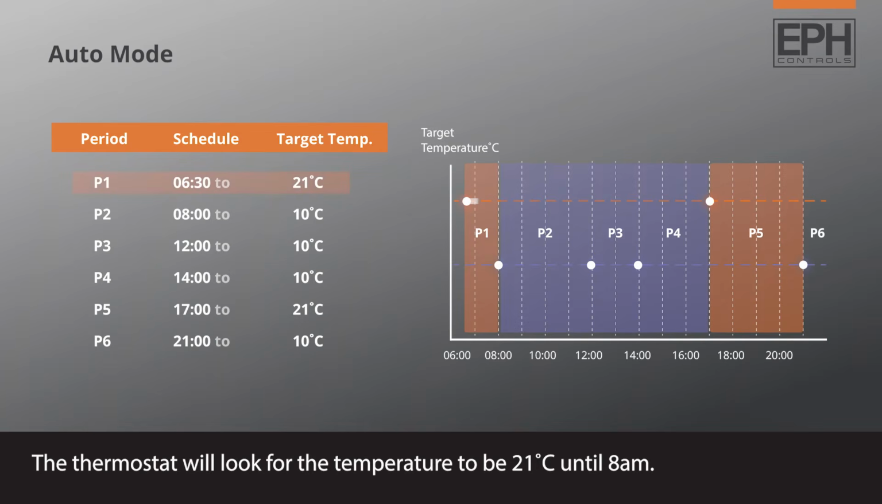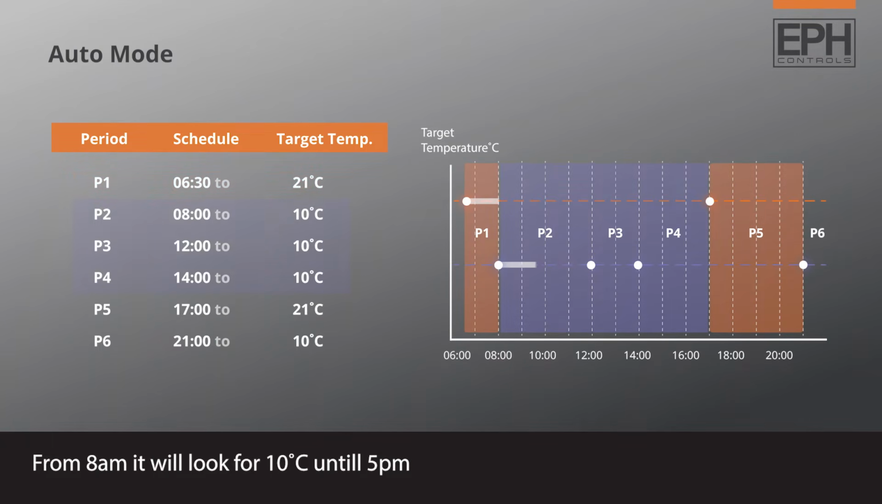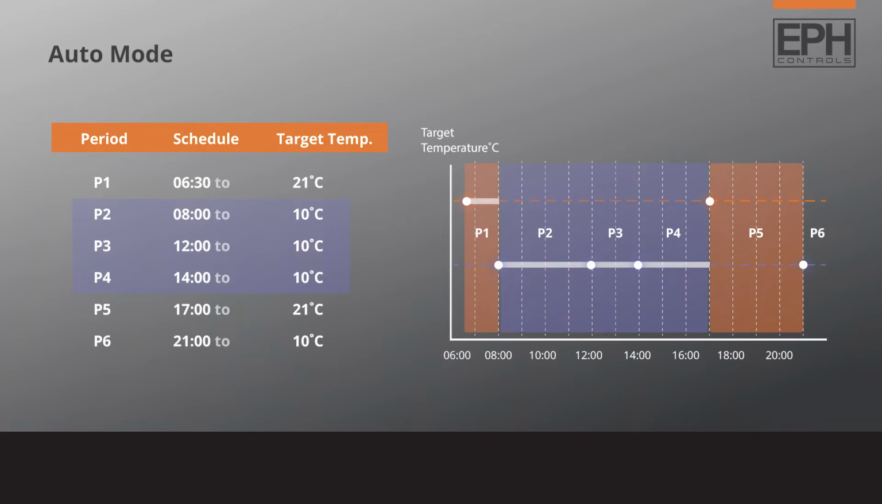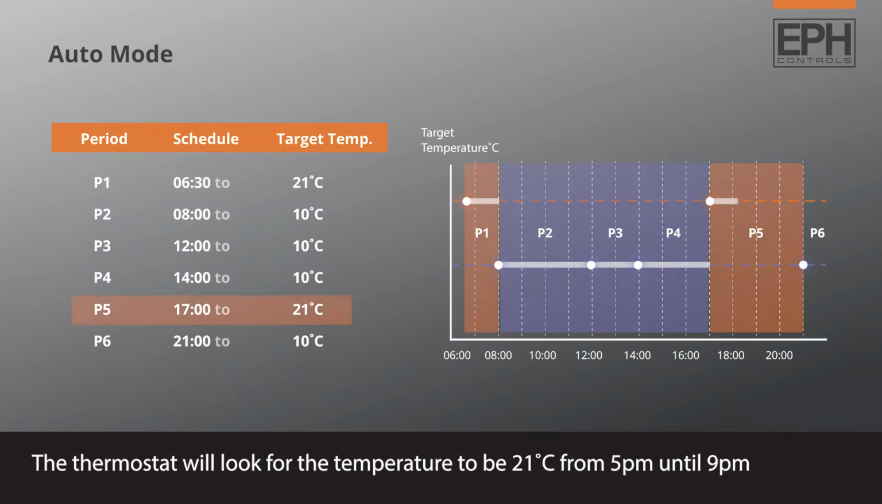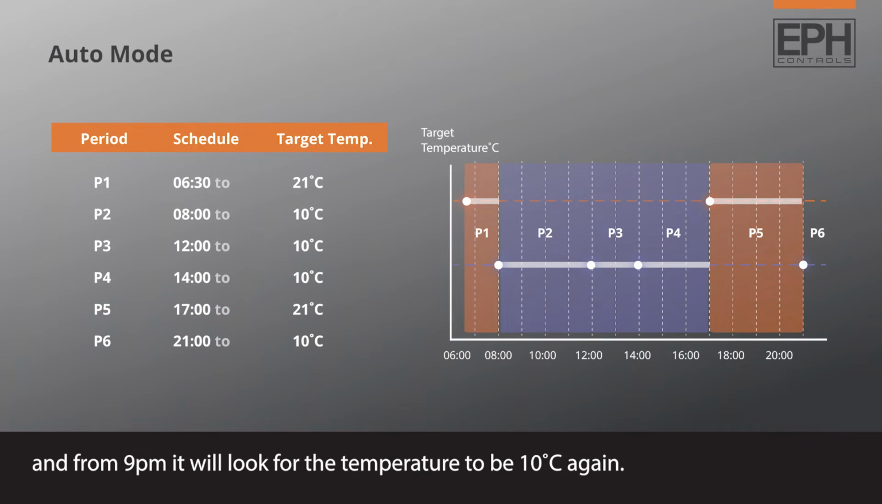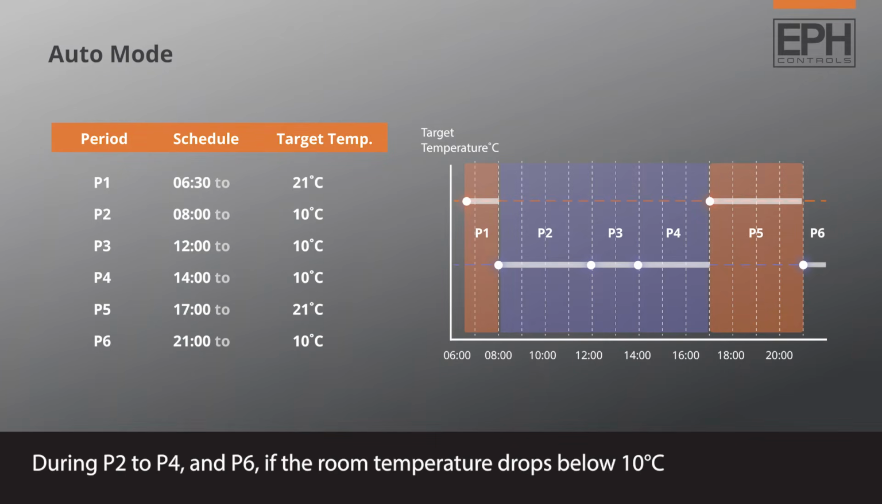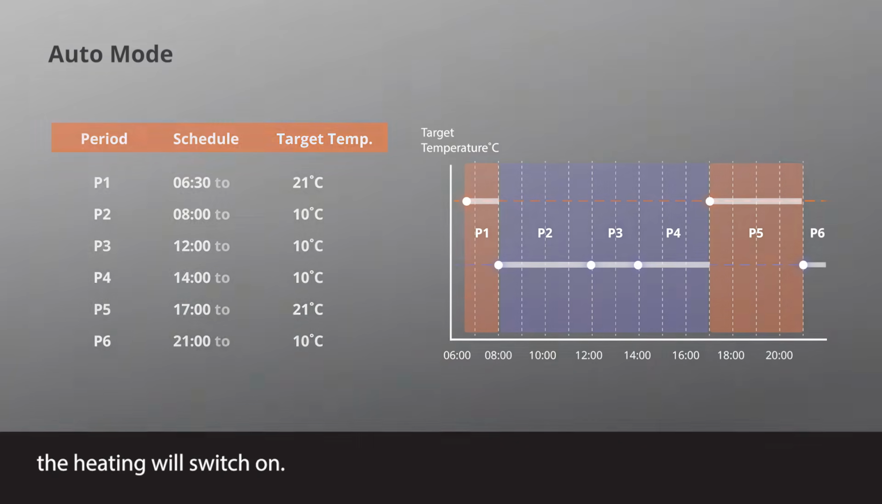The thermostat will look for the temperature to be 21 degrees until 8 am. From 8 am it will look for 10 degrees until 5 pm. The thermostat will look for the temperature to be 21 degrees from 5 pm until 9 pm, and from 9 pm it will look for the temperature to be 10 degrees again, during P2 to P4, and P6. If the room temperature drops below 10 degrees, the heating will switch on.